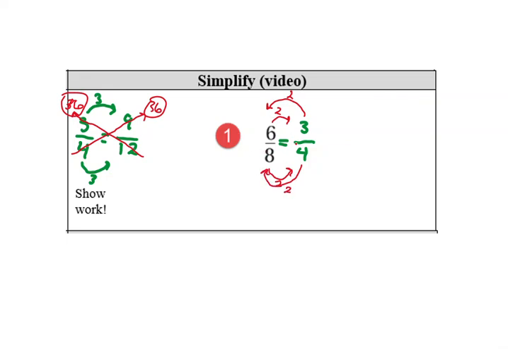Now watch, just to check to make sure I'm right, I'm going to cross multiply. 8 times 3 is what? 24. And how much is 4 times 6? That's 24 also. So I know I've got equivalent fractions here, and I've simplified it. I made it go down instead of going up, right? So 3/4 is the simplified version of 6/8.